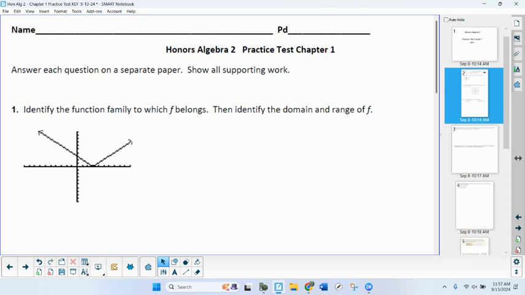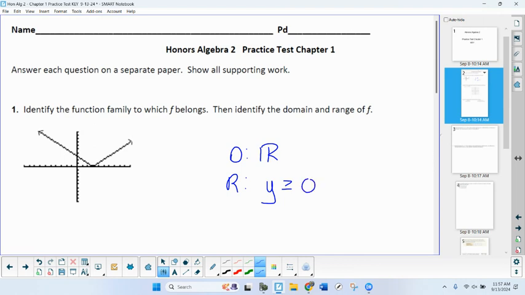All right. First one. Identify the function family to which this belongs, and then find the domain and range. So, Cash, start me out here. What function family does this belong to? Absolute value. What is the domain? All real numbers. What is the range? Y has to be greater than or equal to 0. Good.